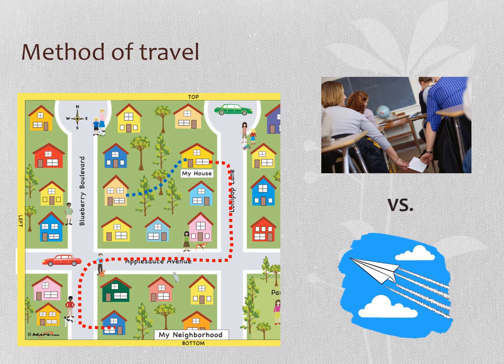Another way to think about it is by looking at this map here. So you can see on the map on the left, there's a little yellow house that says my house. And so the dotted blue path there would be like passing a note, right? Sending this chemical message, this hormone, from one region to another close region. We have a special word for that. It's paracrine.